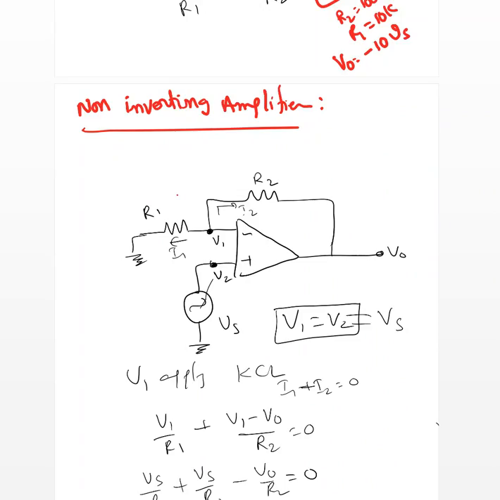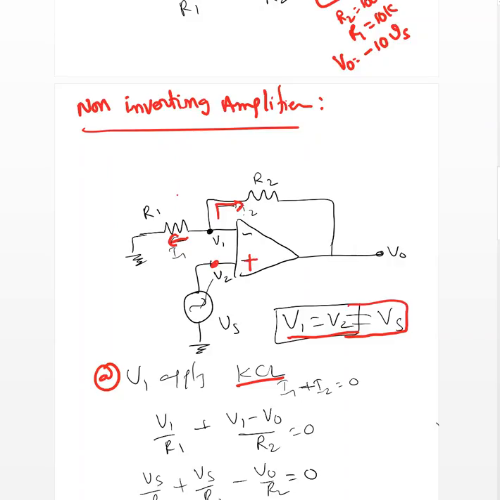The next one is non-inverting amplifier. Non-inverting amplifier is nothing but we are giving input to the non-inverting terminal. So here this is the non-inverting terminal, and I'm giving input to it. That's called non-inverting amplifier. We know always V1 equal to V2, and in this case V2 is the same as Vs. Now at V1 apply KCL, taking I1 in this direction and I2 going out.